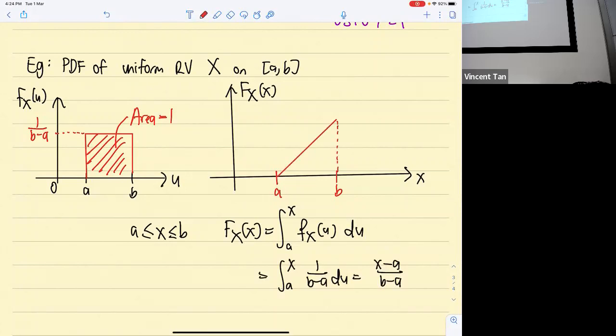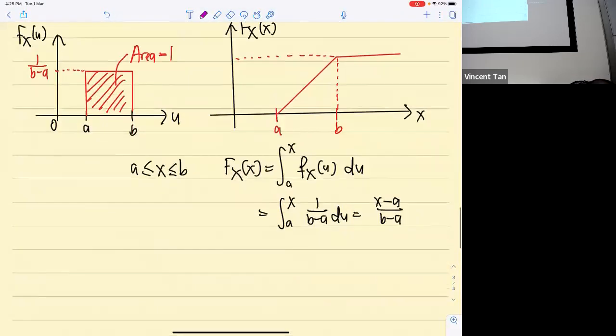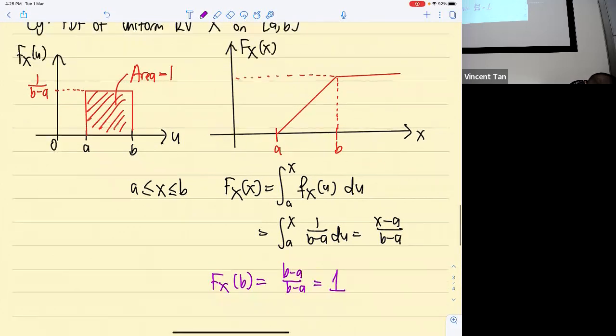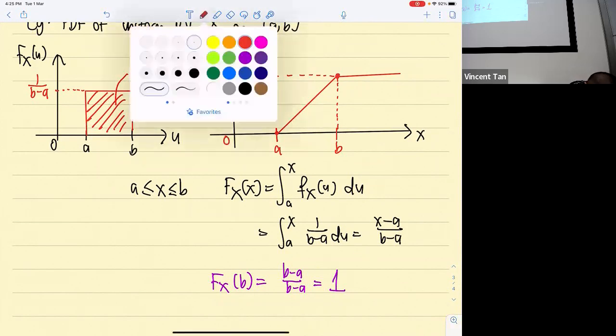At this particular point, b, what do we have? Let's ask Cheng Wei Xiao. F_X at b is equal to, if I plug into this formula, (b minus a) over (b minus a), which is unity. So at this particular point, this is 1, and this is 0.